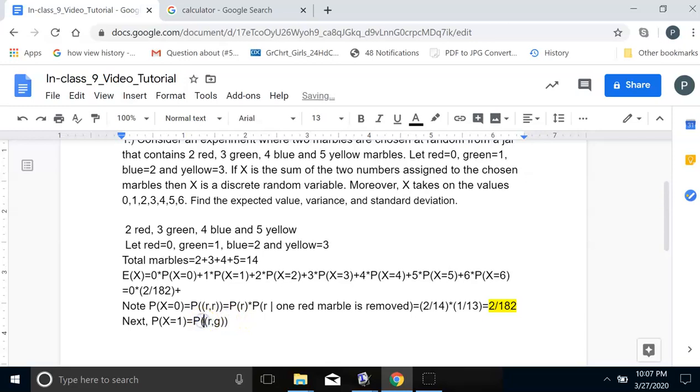plus probability of getting a green and a red. But these two probabilities will be the same, so you can write this as just 2 times the probability of getting, say, a red and a green. Let me make some adjustments to this. Probability of getting a red on the first one and a green on second, given 1 red is removed. So it's going to be 2 out of 14 for getting a red. But now greens, there's 3 greens.